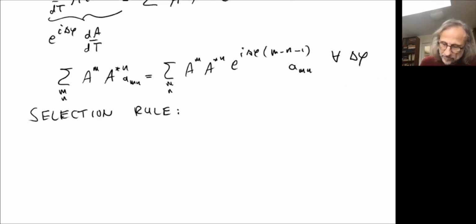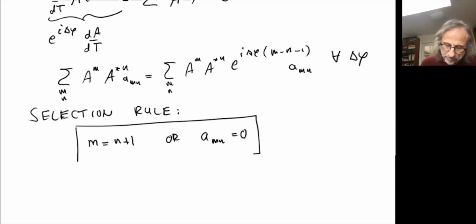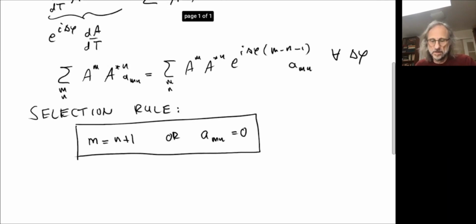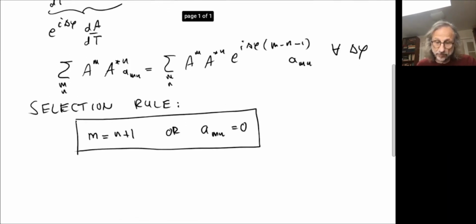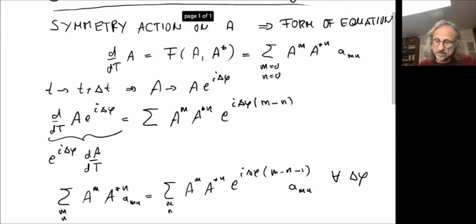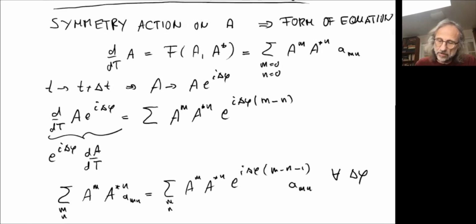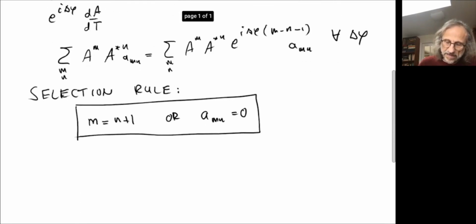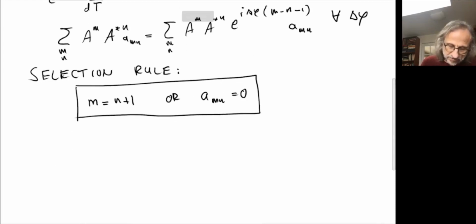There we have either m is equal to n plus 1, or A_mn is equal to 0. So that's what we get. So let's see whether that's consistent with what we know from our explicit calculation. So the power of m has to be 1 bigger than n. So that means the terms that are allowed are the following. Let's just write it out.